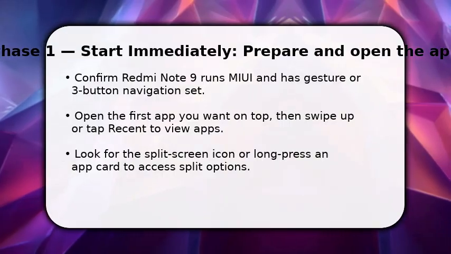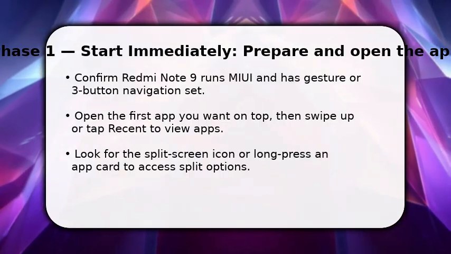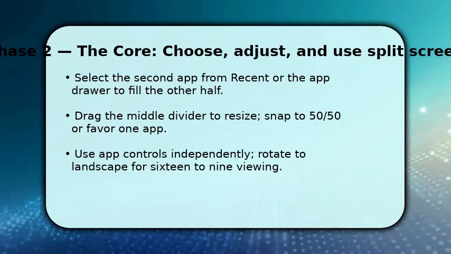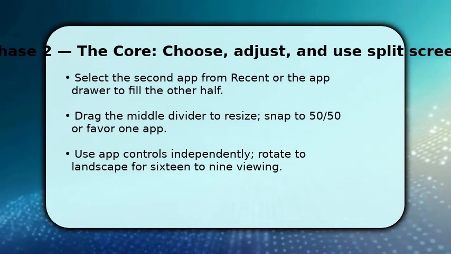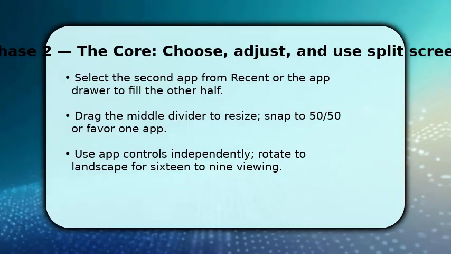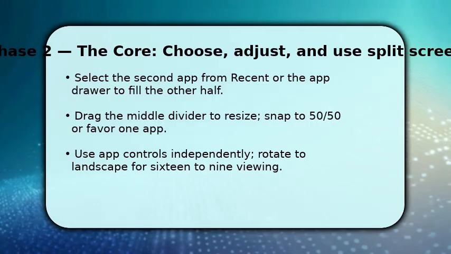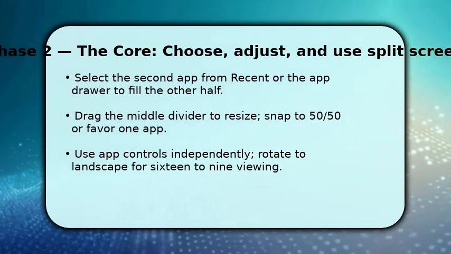Tap split screen to pin the first app to the top or left, and the system will prompt you to choose the second app immediately. Once the first app is locked in split mode, pick the second app from recent or open it from home. It appears on the opposite side. You can then move the divider, drag it to set a 50/50 split, or bias one app for multitasking.